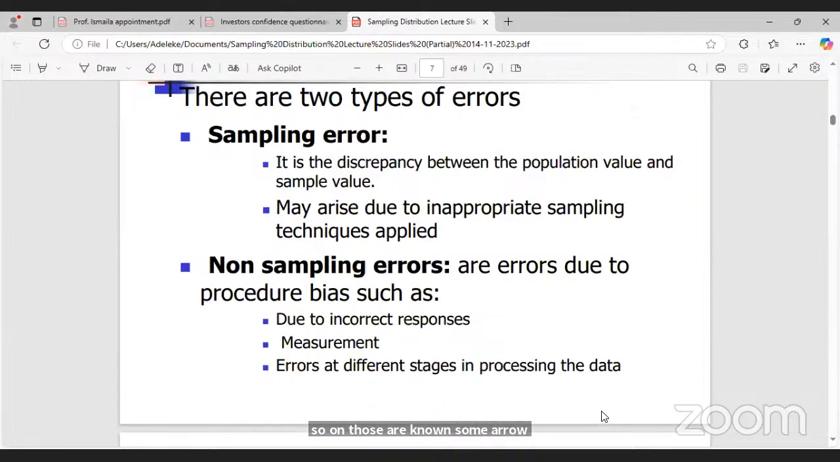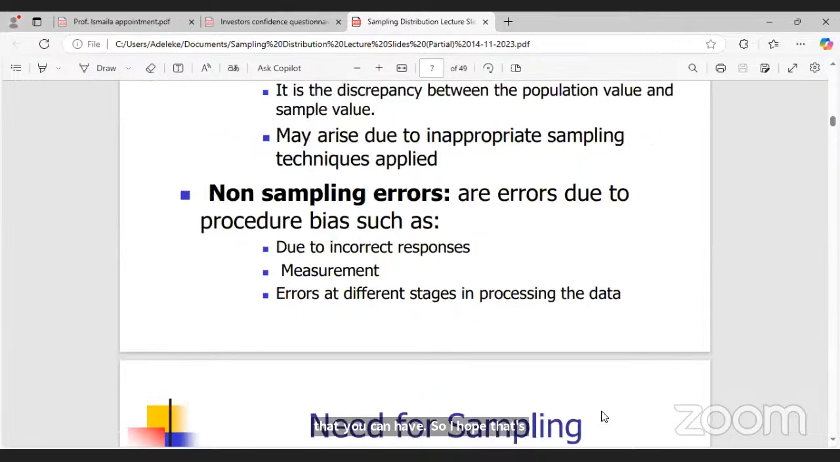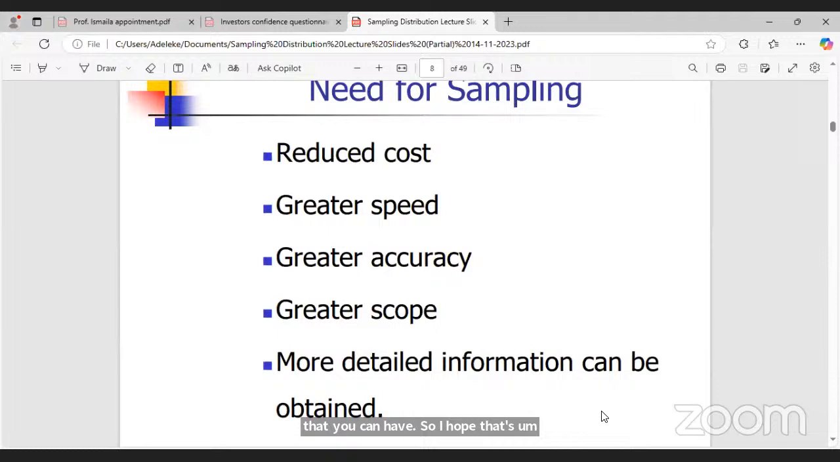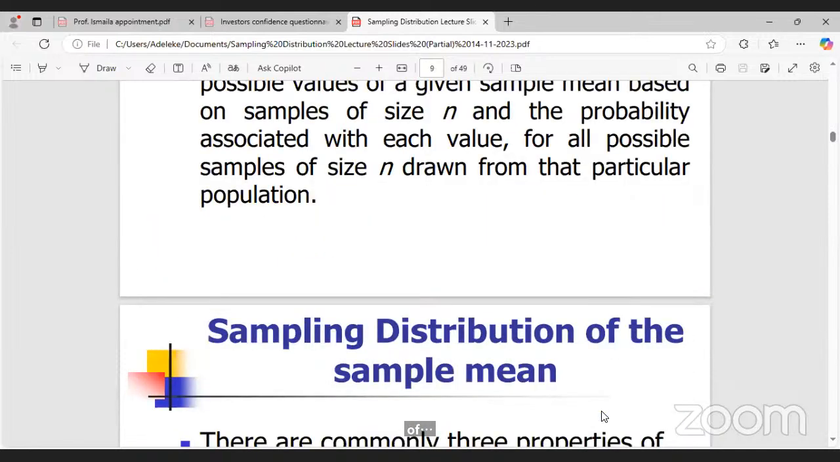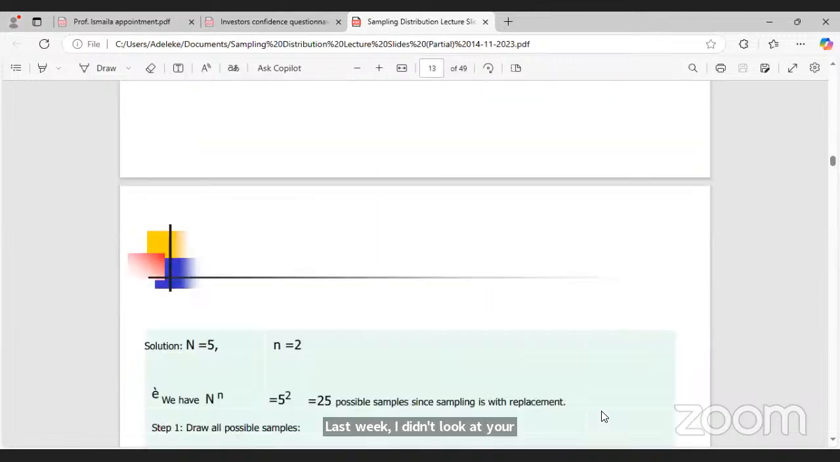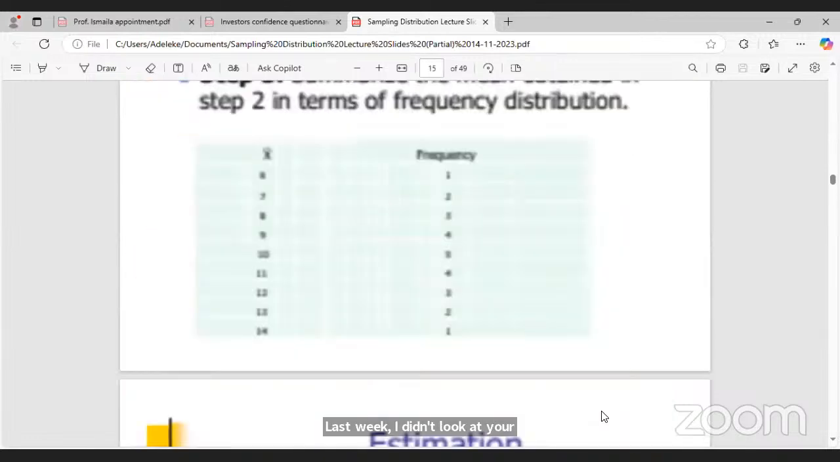So I hope that addresses the issue of the student that asked that question last week, that I didn't look at the errors. So then let's continue with our estimation.